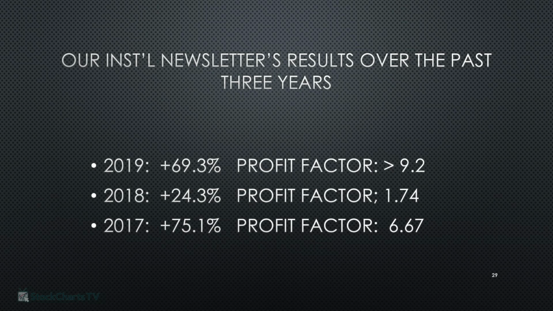The profit factor is something you should know about when you're comparing whether it's newsletters or hedge funds you might invest in. This is dollars made. It's a ratio of dollars made to dollars lost. So this year, you would have made $9.20 for every $1 you lost on my recommendations. Last year, $1.74 for every dollar lost, and that's just fair. But we still made 24% in the year that the S&P was down. And then in 2017, $6.67 for every dollar lost. So anything 2 or better is considered quite good in the industry. So this is what we've done.